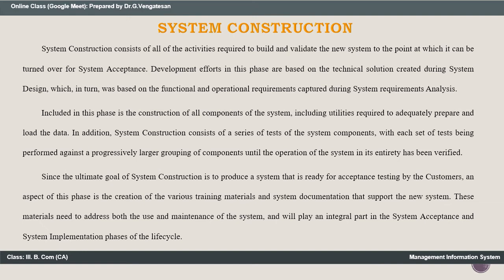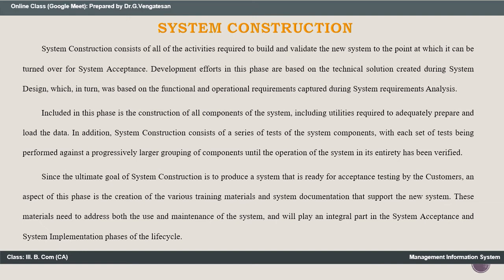As said, in system construction we have to construct a system which consists of all the required components that validate the system by making its acceptance with the interdependence of each component. The development efforts in this phase are technically created to give a solution for a problem. It is purely based on the operational and functional requirements where the system requirement is there.